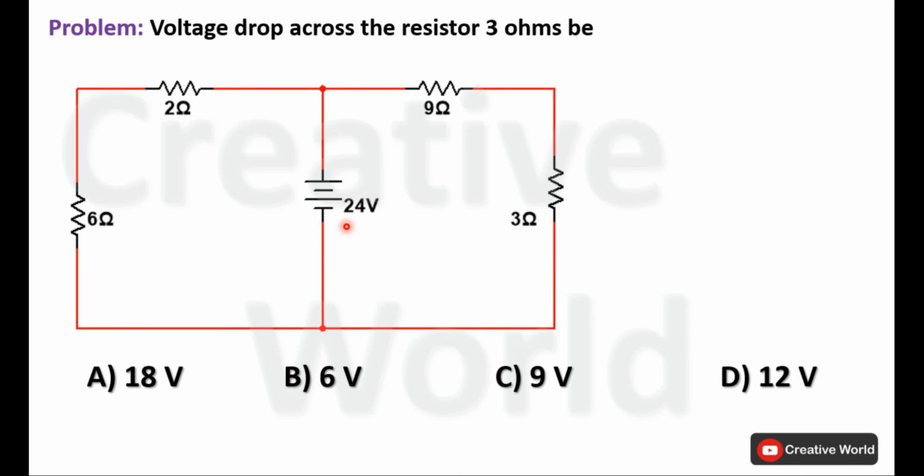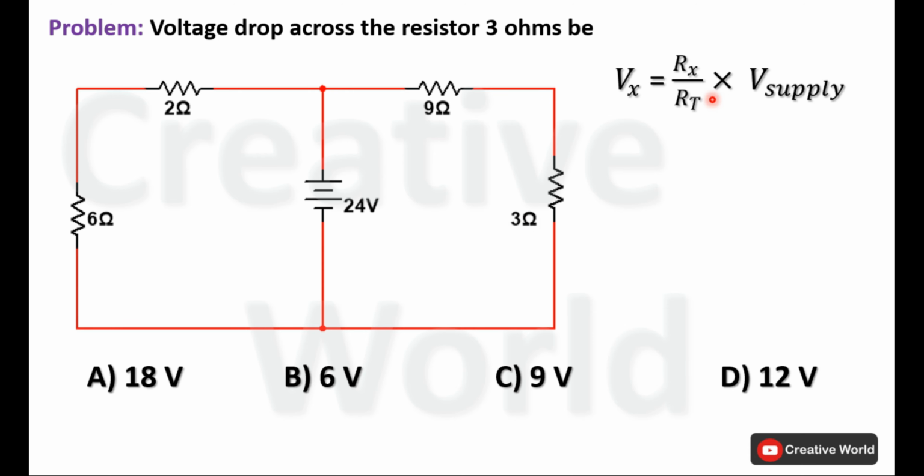This is the circuit and we have to calculate the voltage across this 3 ohm resistance. Due to the parallel connection, this 24 volt will be appearing across these two resistances. And these two resistances are connected in series. So we can use the voltage divider rule to find the voltage drop across the 3 ohm resistance.